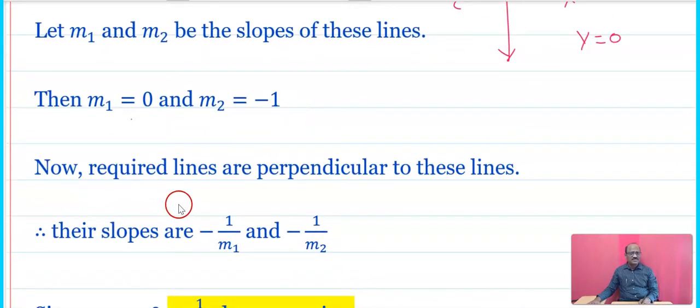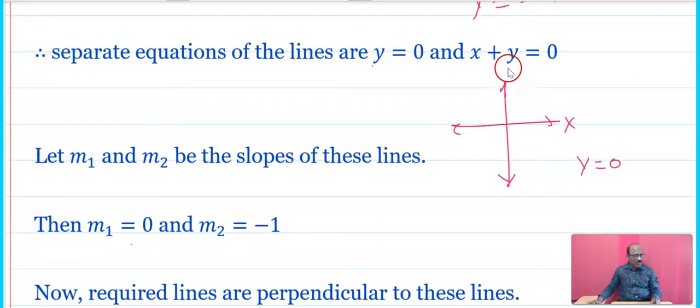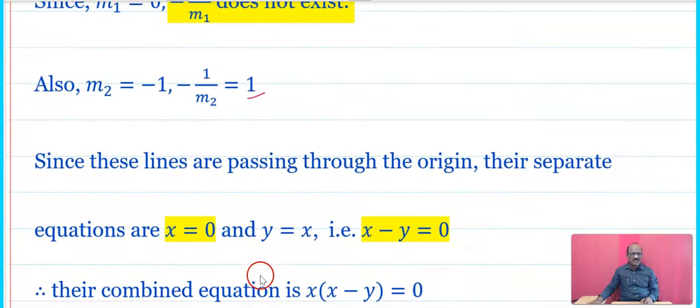Now the required lines are perpendicular to these lines. For the first line, the x-axis, the perpendicular line is the y-axis, and its equation is x = 0. This is very important. Since m1 is 0, the negative reciprocal does not exist. It means that it is nothing but the y-axis, and the equation of the y-axis is x = 0. And the second is easy: m2 is -1, and its negative reciprocal is +1. No problem.